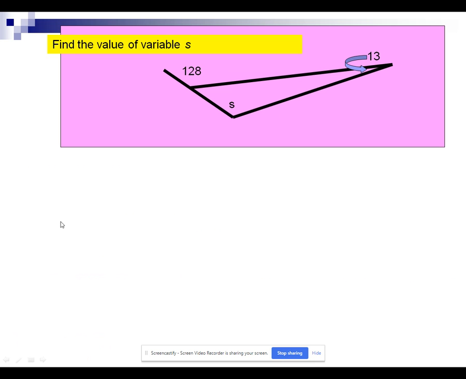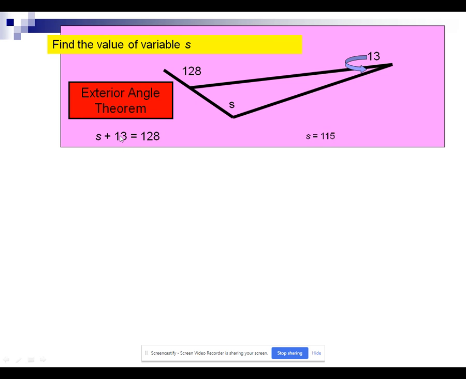So let's look at a different type of problem. On this one, you have the exterior angle is 128. The interior angles are S and 13. So now how would you figure out what S is? Well, you know S plus 13 has to equal 128. So if S plus 13 is 128, all you do is 128 minus 13 to get that S would be 115. So you would just do the outside angle minus one of the inside angles to get the other inside angle.